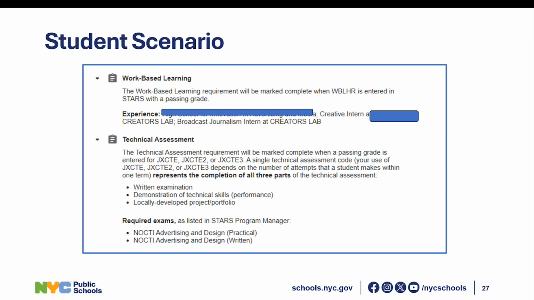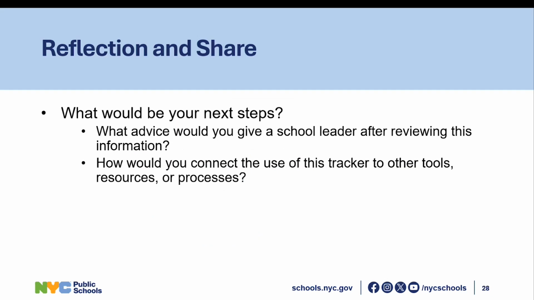So I want us to take a moment. And if we go to look at the next slide, right, we know that they're missing 4 credits. They have not completed work-based learning, nor have they completed, at least not that I know of, right? Because all I'm doing is looking at what's in Insight and on that sheet that I printed out. So after reviewing this information, what advice would you give a school leader, right? And then we're still thinking about connecting this use of this tracker to other tools, resources, or processes. So what are some other tools, resources, or processes you might help the school leader think about? What advice would you give a school leader after reviewing this information?